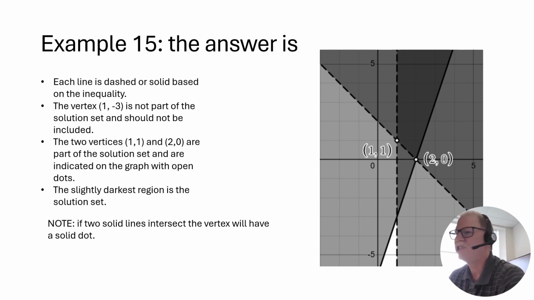If I had 2 solid lines intersecting, then that vertex should be a solid dot. Like that. Well, there you go.